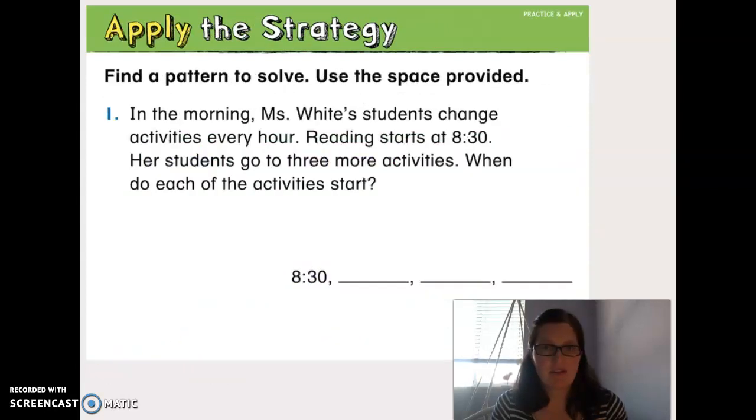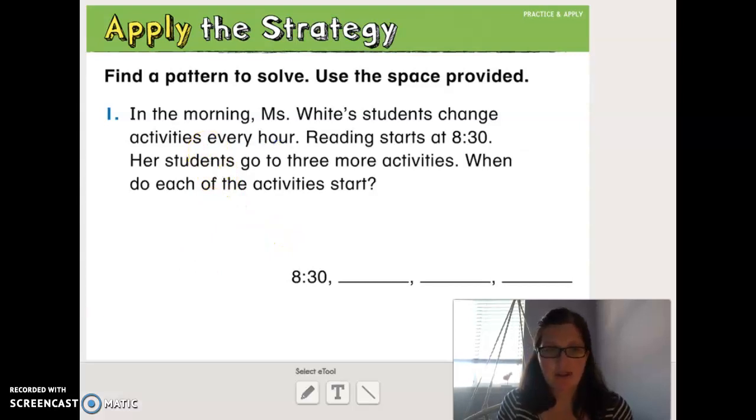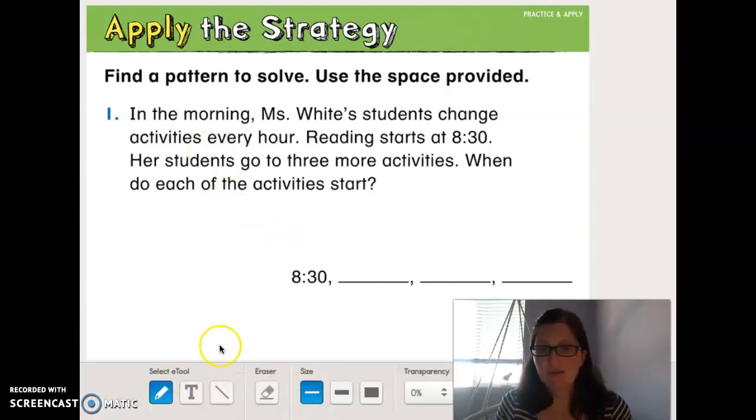So sometimes the pattern isn't a half hour. This one says every hour. So sometimes we have to make sure that we're reading the information correctly and using that to answer it. So it says, in the morning, Miss White's students change activities every hour. So instead of half hour, every single hour. So reading starts at 8:30. They've given us that first information. Her students go to 3 more activities. When do each of the activities start? So this one, they do want the start time of each of the other 3.